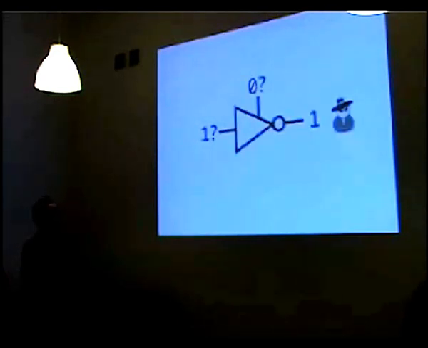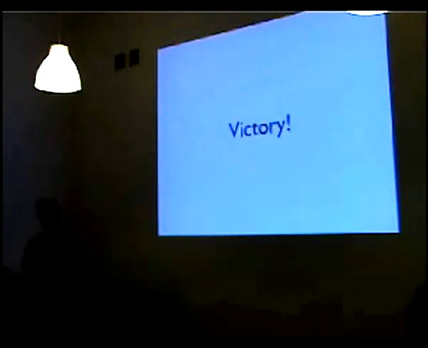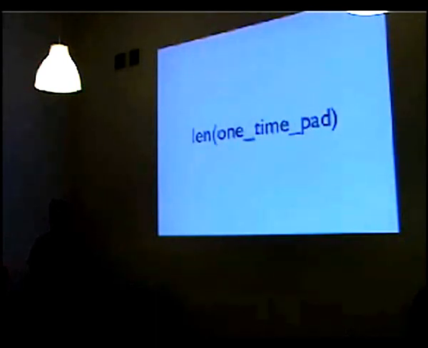Why? Because if an attacker sees a 1 on the output, he has no idea if that's a 1 that didn't get inverted or if it's a 1 that did get inverted. So basically, there's no way for the attacker to know whether this started out as a 1 or a 0, so it's perfectly secret. So, victory, crypto is over, we can all go home, except, of course, not quite.